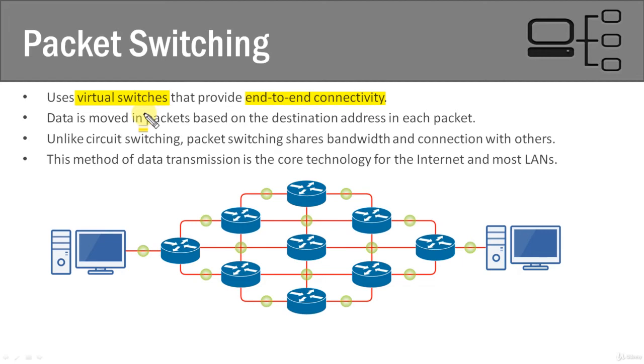Once it gets to the other side, they resequence them together and they put the data together. So the packets are sent to the destination. And unlike circuit sharing or circuit switching technology, packet switching shares the bandwidth in connection with others. And we'll talk about this right now.